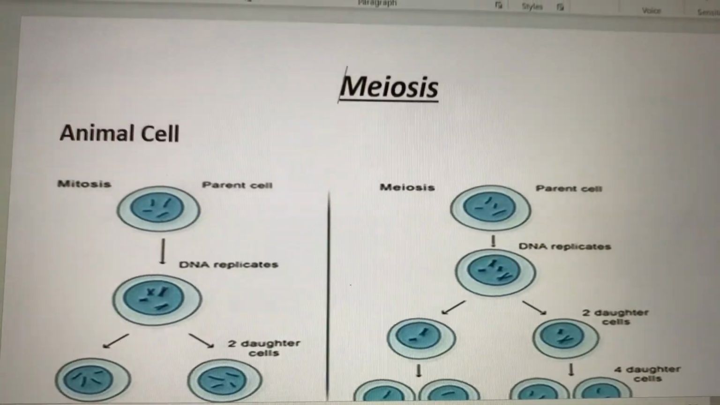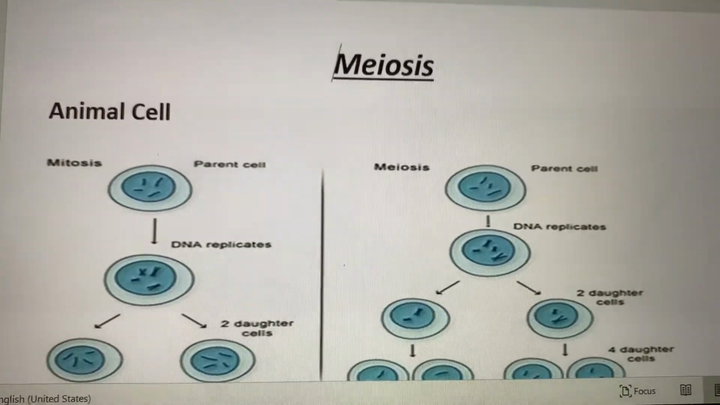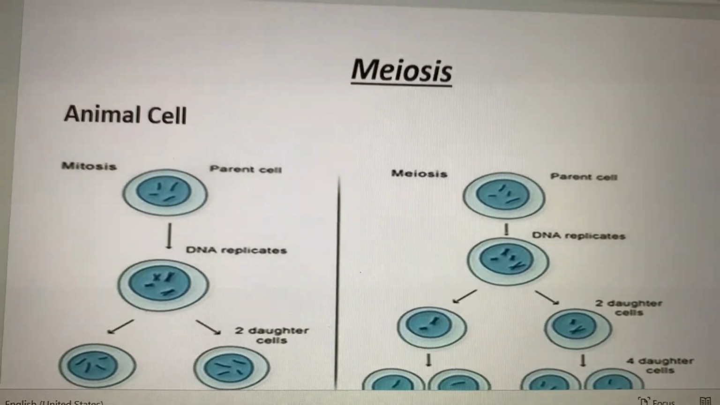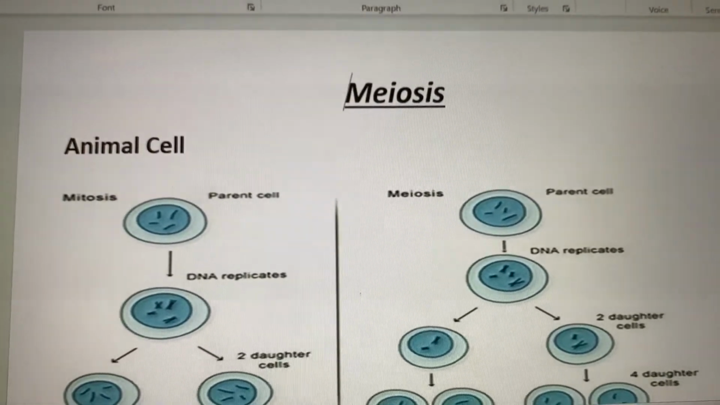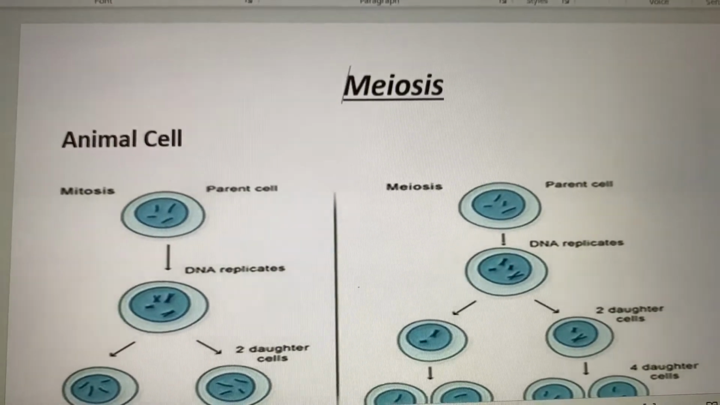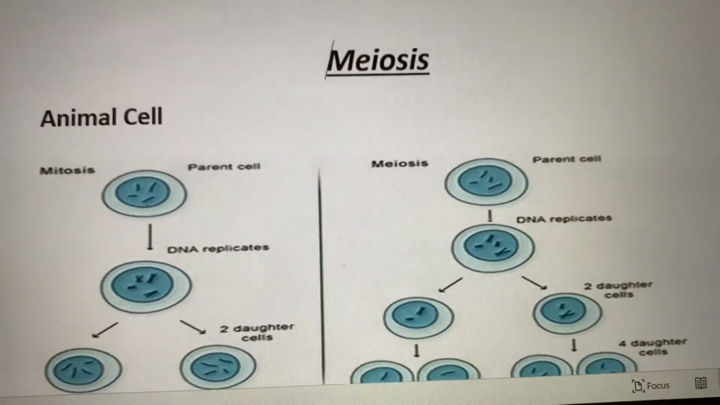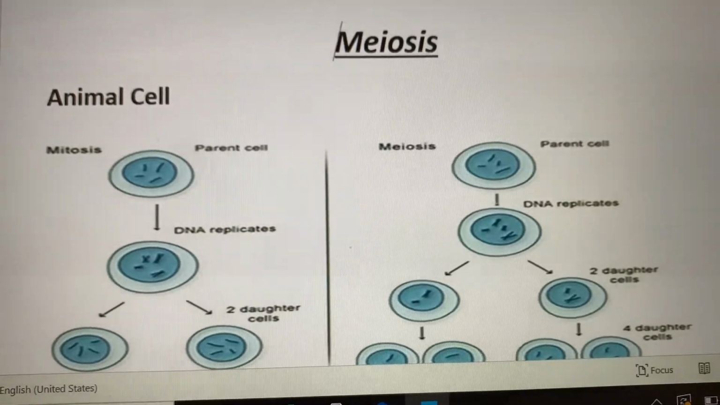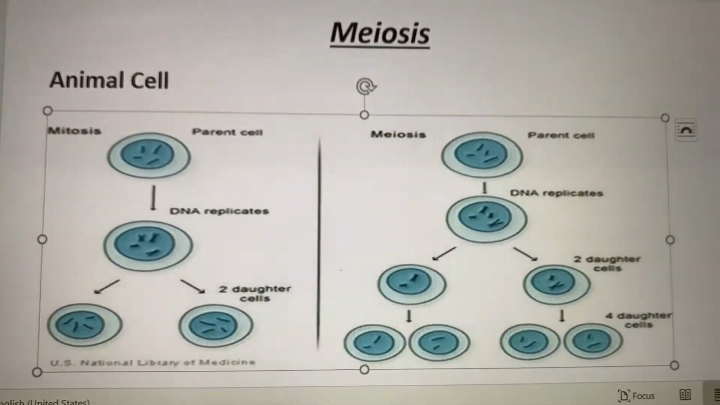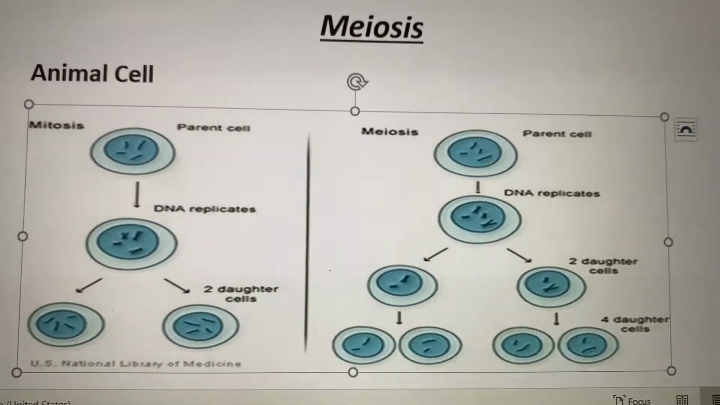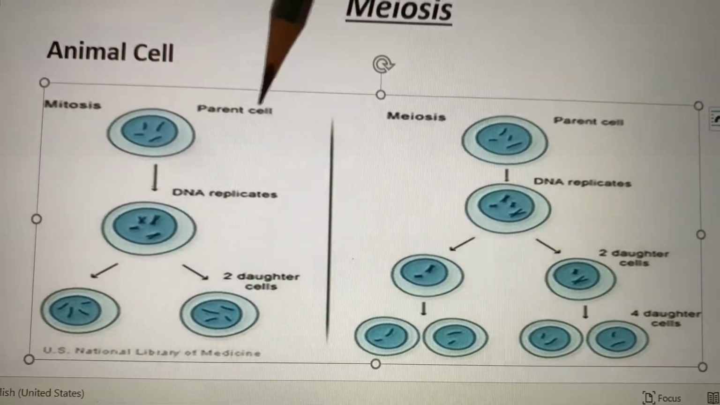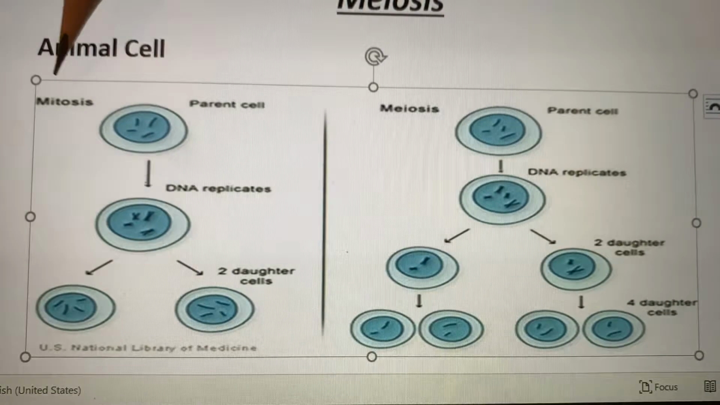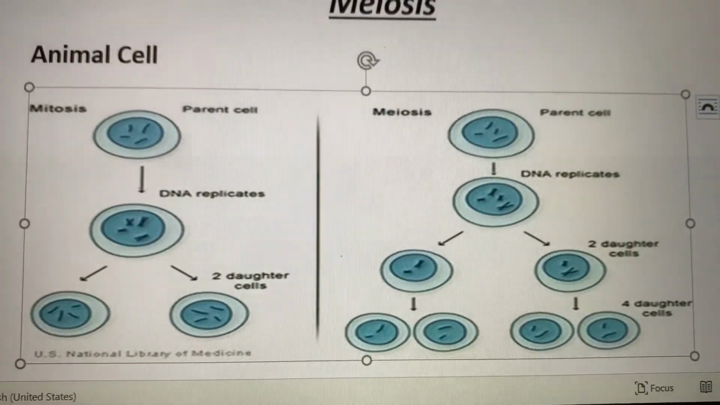Hi everyone, this is our 7th experiment, which is the second type of cell division, which we call meiosis. Now in this picture over here, as you can see, this summarizes the differences between mitosis and meiosis in animal cell.